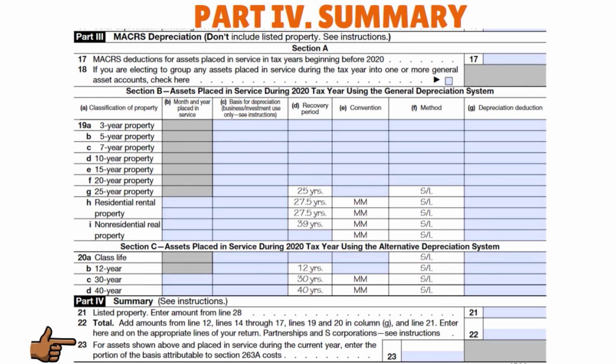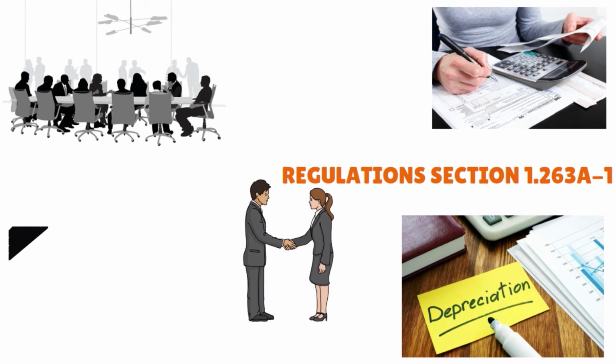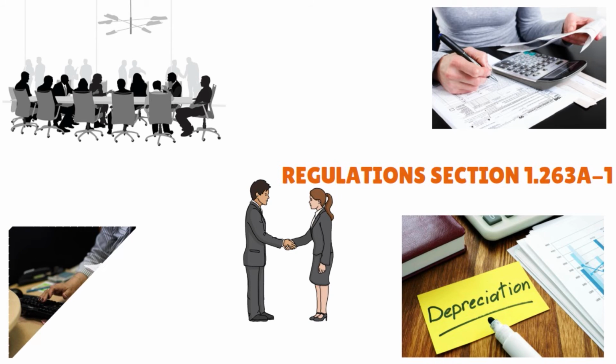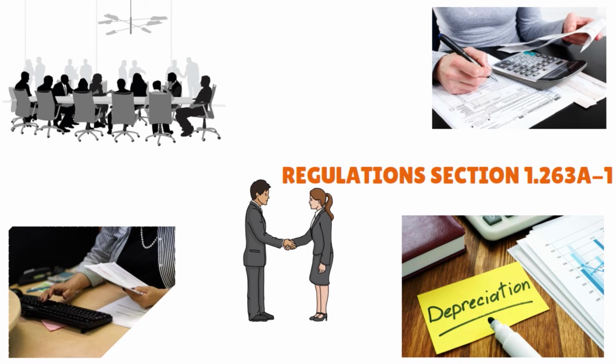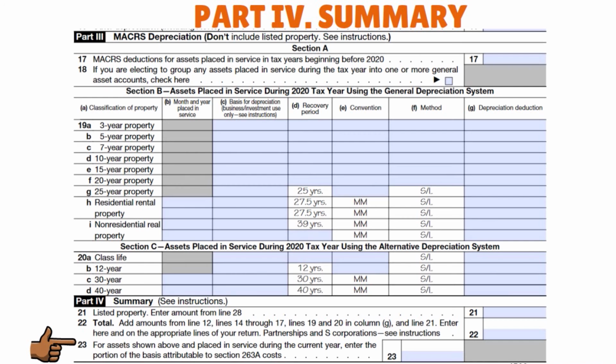And so here on line 23, the amount that you put here will have an impact on the rest of the document. So you really want to be very careful here in terms of what kind of data you put here. And going back to what I said earlier, the recovery period really depends upon the asset, and it has an impact also on line 23.